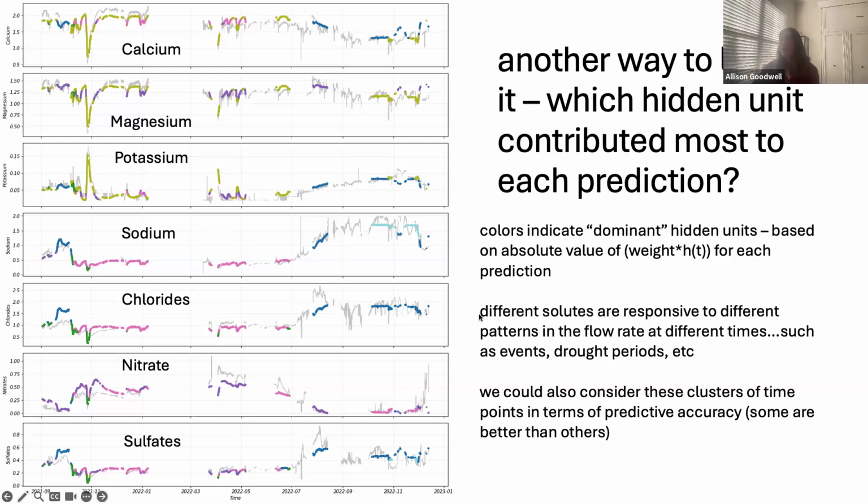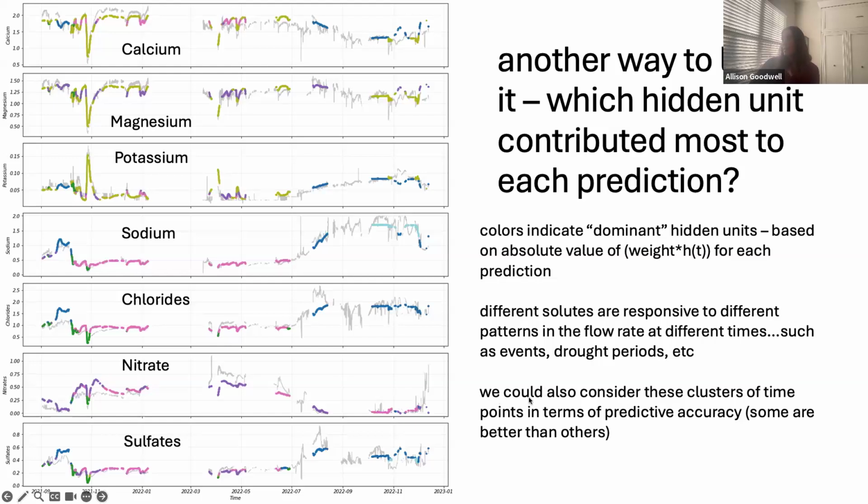So different solutes are responsive to different patterns in the flow rate at different times, at least is what I want to say. And you can see, for example, this is a really big flow event. So here we have big mobilization and big dilution. Most solutes pick this flow event out as a special behavior. You could interpret this green here as the event response time period, and then you switch into another behavioral regime.